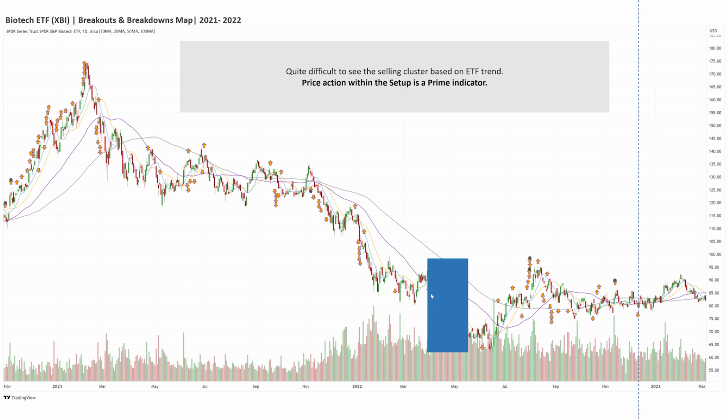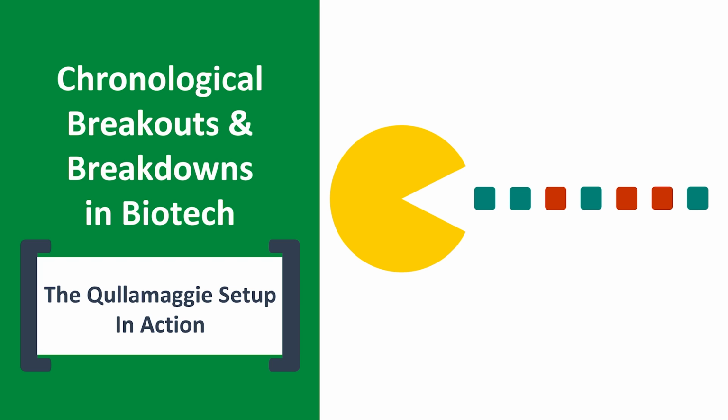It's okay, it's a nice consolidation, it's a sideways move, but then you couldn't predict much based on the ETF and what amount of selling is happening moving forward. That's why a conclusion on my side while looking at the ETF map: price action within the setup is a prime indicator.